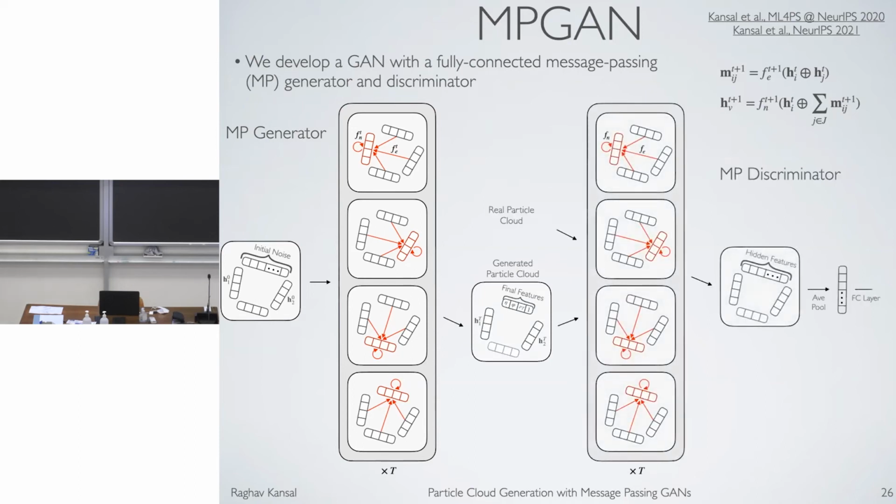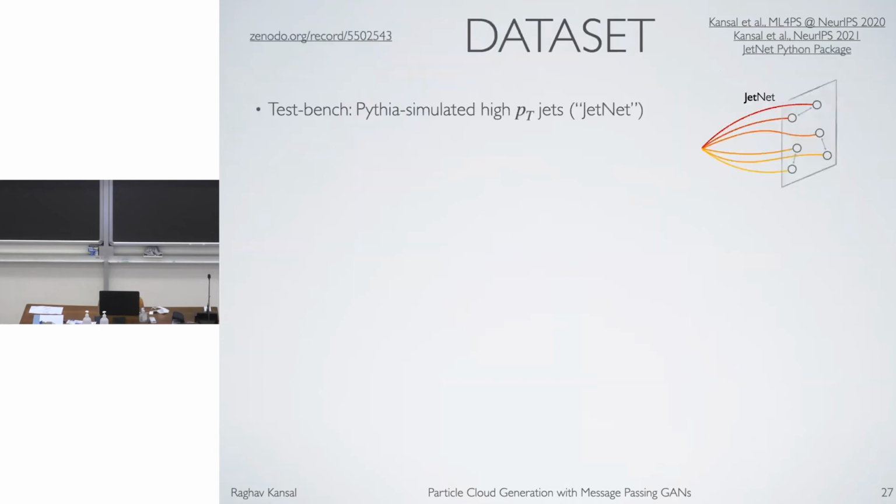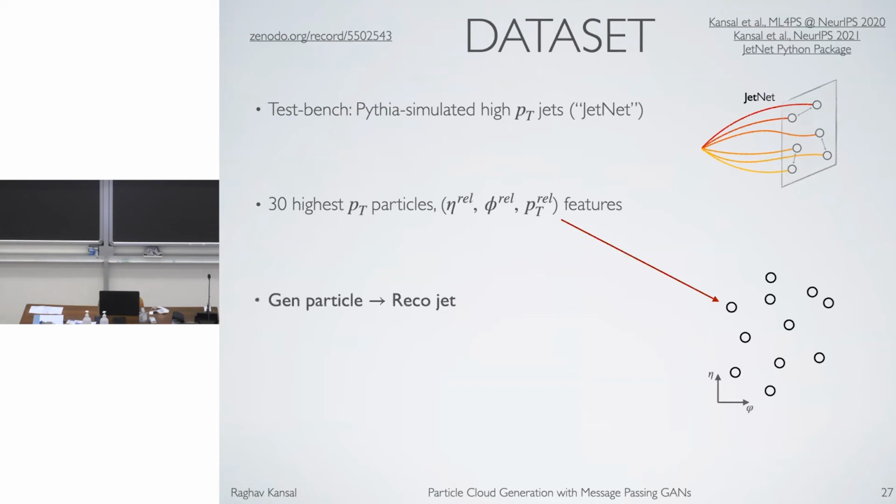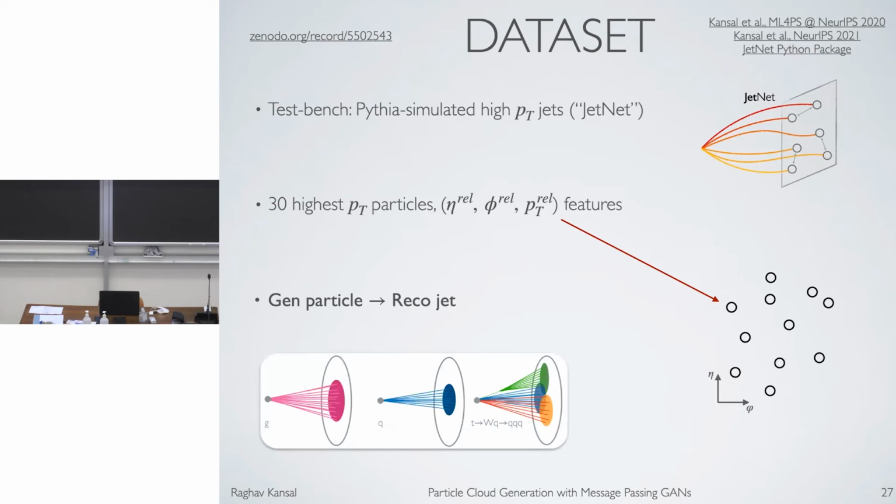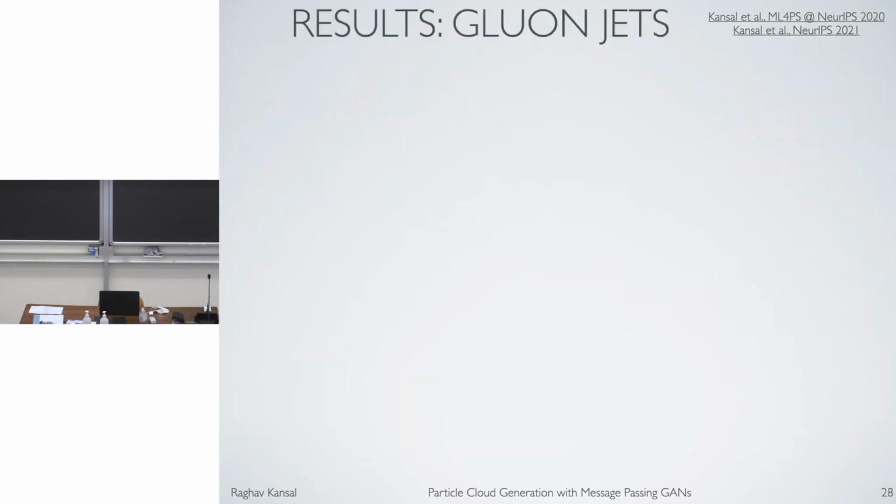So I'll talk about our data set next. It's using Pythia-simulated high momentum jets. We take the 30 highest momentum particles with their angular coordinate and momentum features, and store them in a particle cloud. This is going from basically a gen level particle to a reconstructed particles and a reconstructed jet. And we're taking gluon, light quark, and top quark jets and taking their final jet constituents as our target.